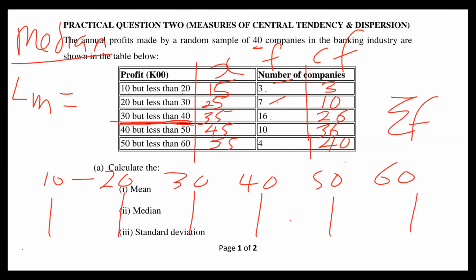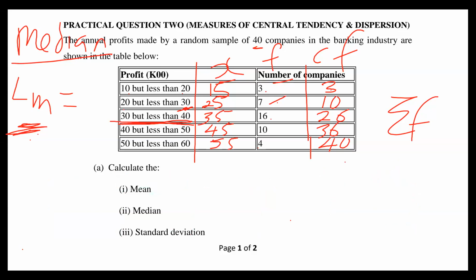So when you're finding the LM, which is the lower class boundary, you get the upper class boundary just before the median class. So the upper class boundary before the median class is which one? It's 30, isn't it? Are people following? Have you seen the upper class boundary before the median class is 30, right? Yes.